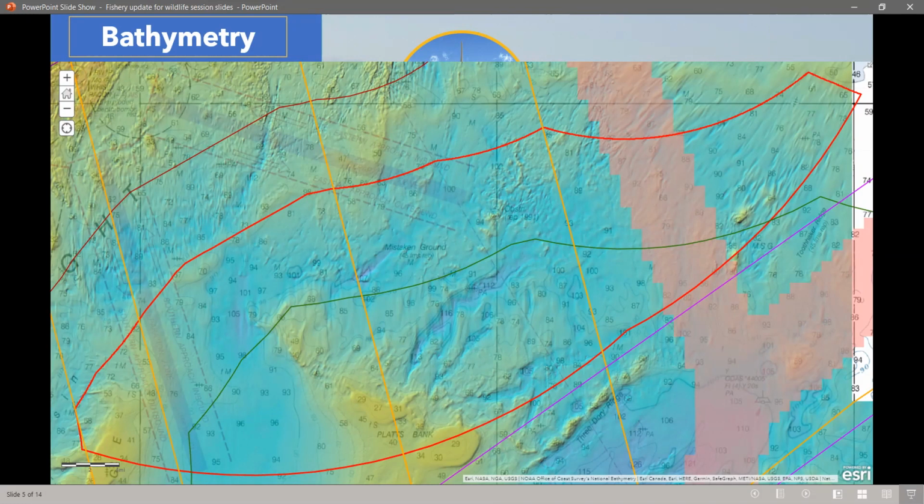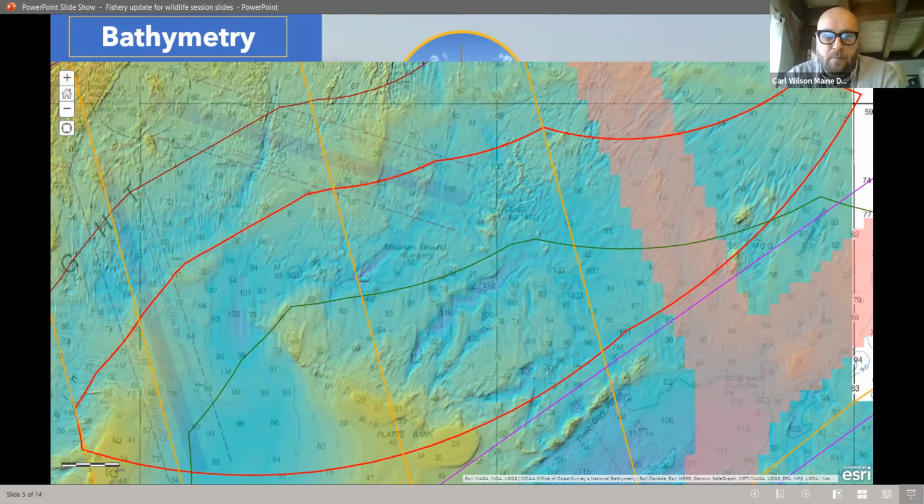And Carl, are you able to infer substrate from the areas that don't have bathymetry and relief? Is it safe to assume that might be muddier type bottom than the stuff with the relief on it? Yeah, there are better people to speak to that, but it's safe to assume that the flatter areas, as it's described by fishermen, are mud.